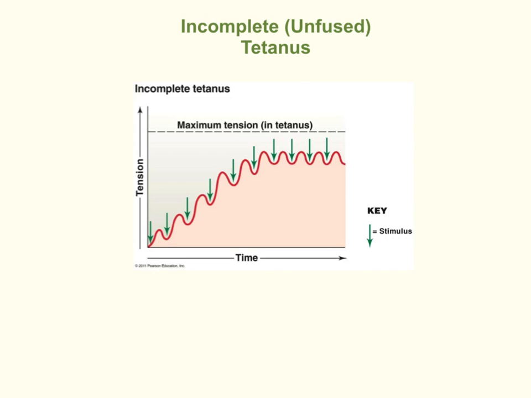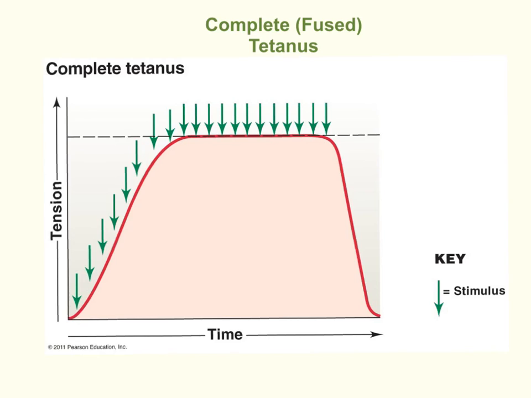If the muscle fibers are stimulated at a rate where they partially relax and then are stimulated again and partially relax and are stimulated again and partially relax and stimulated again, they are said to be in incomplete or unfused tetanus, as we see here. If, however, the muscle fibers do not relax at all between stimuli, as we see represented here, then they are said to be in complete or fused tetanus.